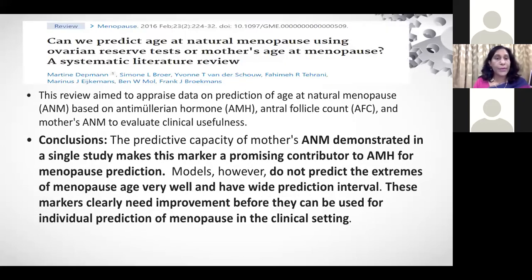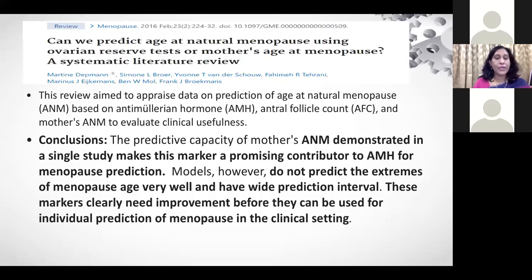So there are various studies. Now, this study was by Tepman et al., where they concluded that the predictive capacity of mothers ANM demonstrated in a single study makes this marker a promising contributor to AMH for natural menopause prediction. But this was only one study.